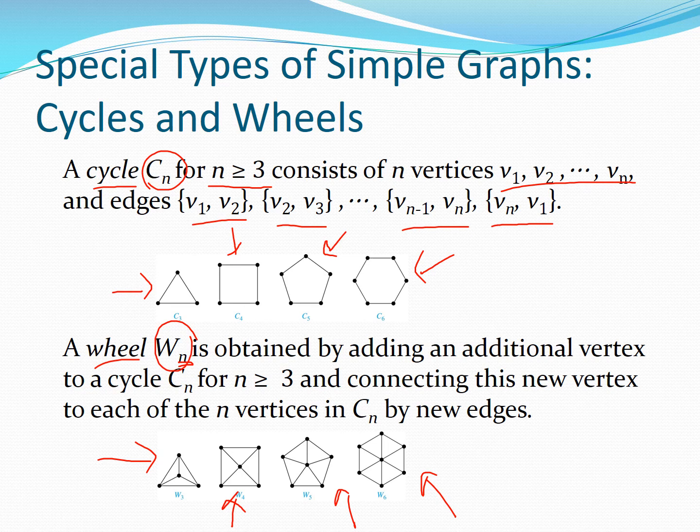Once again, we looked at a completely connected graph, which is represented with a capital letter K sub n, where n represents the total number of vertices in the graph.